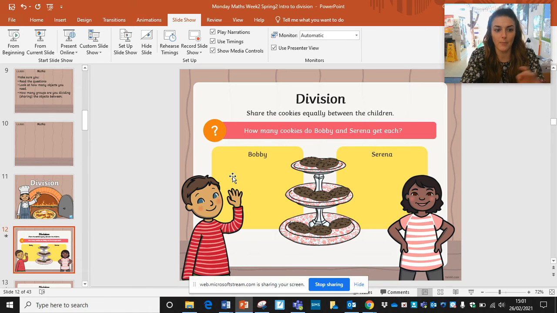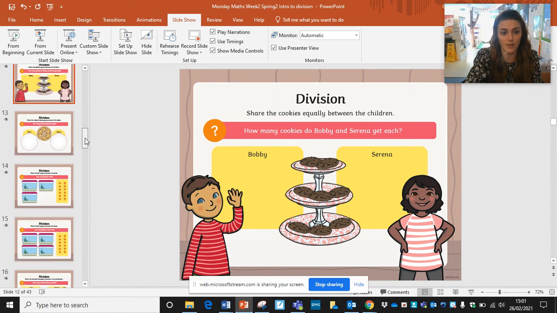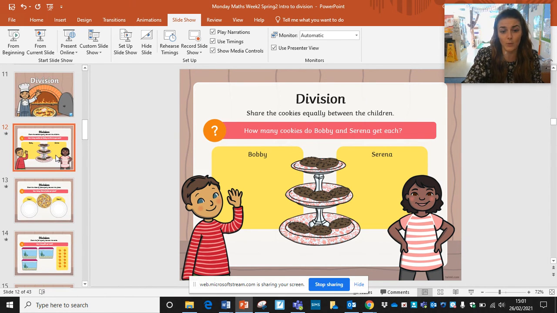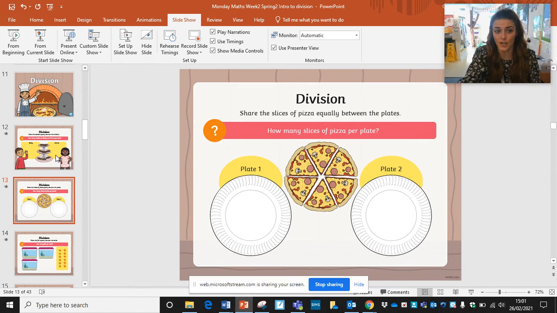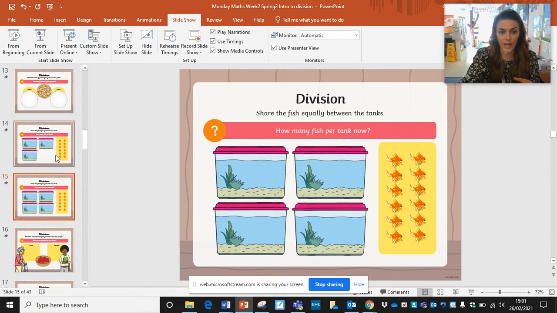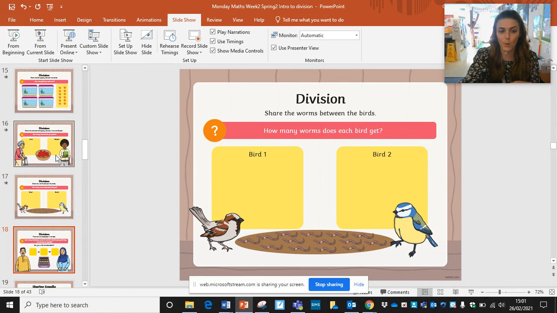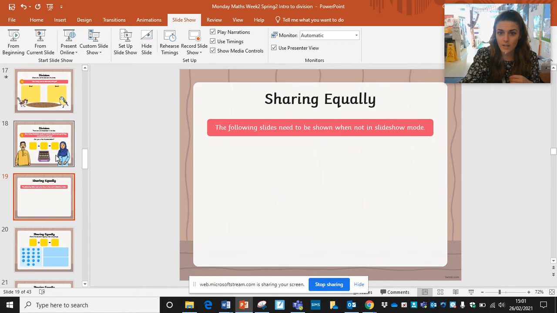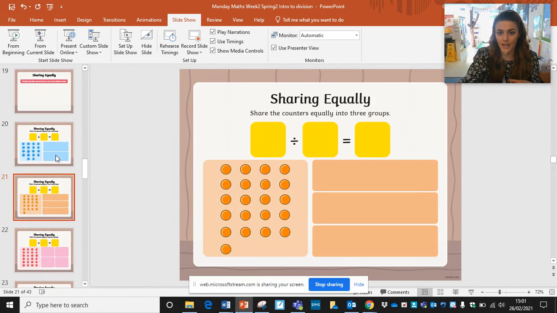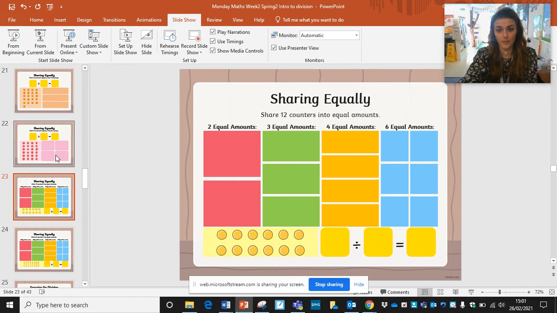Okay, I'm going to come out of that one because I don't want to do all the questions with you, because that is your learning for today. So you are going to work through the rest of the slides. So it moves on to pizza slices. So they've got plates there, so you might want to get yourself some plates. It's got some fish and fish tank. There's some strawberries, some birds and some worms, chocolates, some counters or some dots. Okay, and then they start to build up.